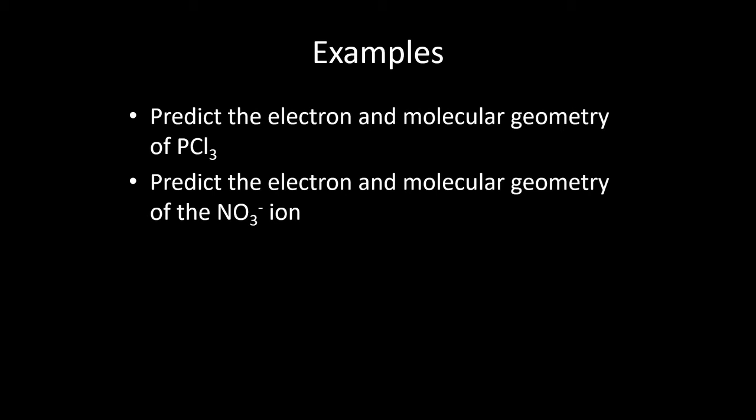Alright, let's do a couple examples of these real quick here. Before you pause the video, I'll tell you how you're going to solve these problems. Most of the time with VSEPR, you're going to write the Lewis structure and then use it to figure out how many bonding groups and how many lone pairs you have on the central atom. So with that in mind, go ahead and pause the video and try to predict the geometries, both electron and molecular, for PCl3 and nitrate.